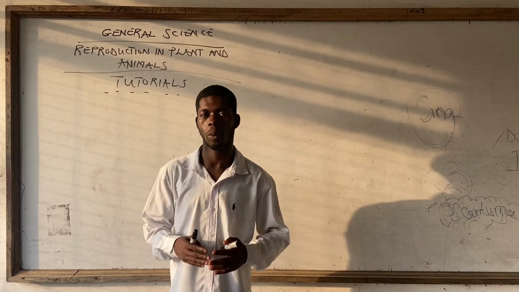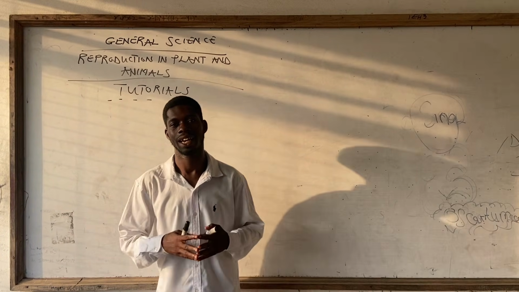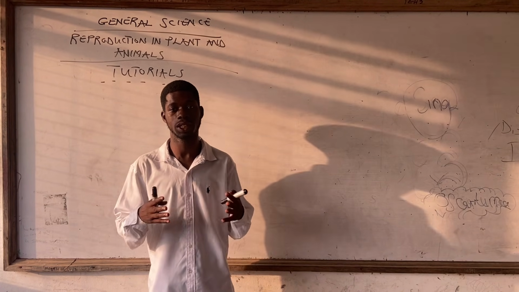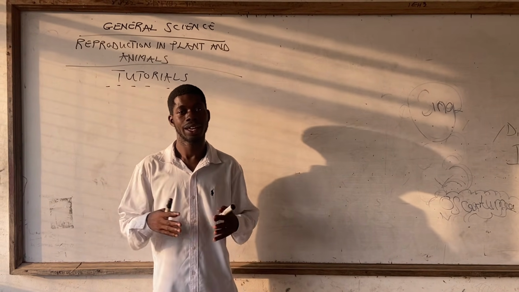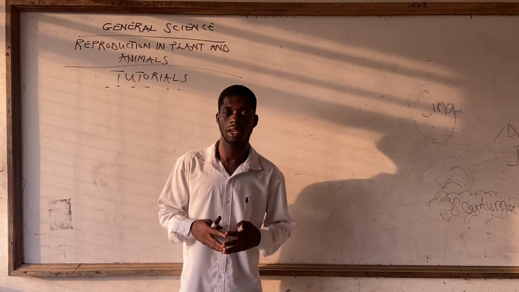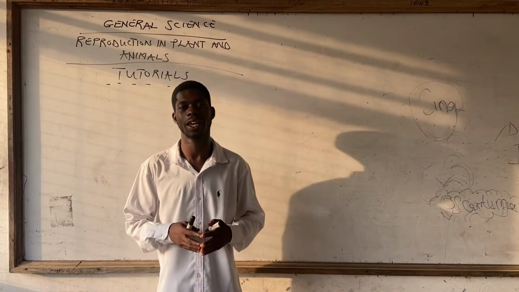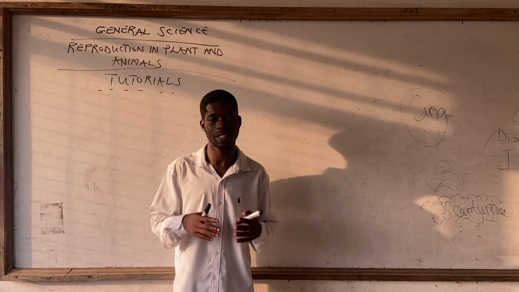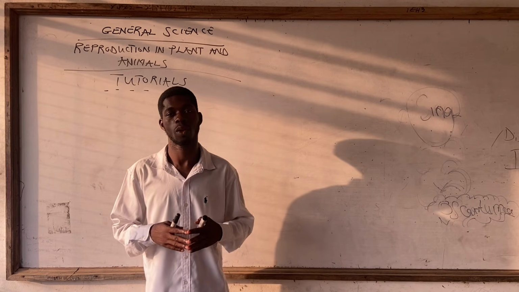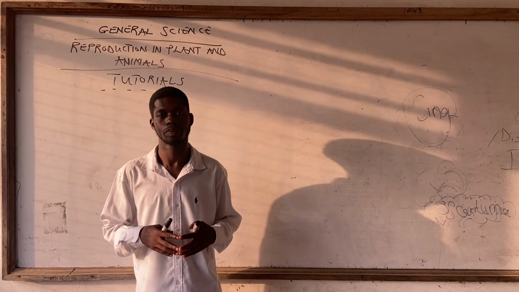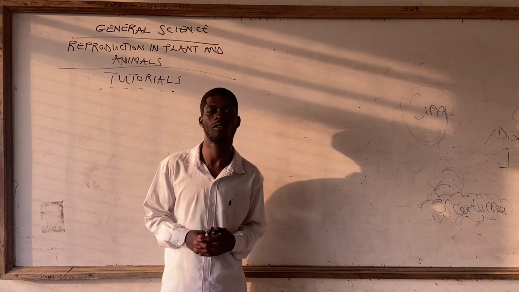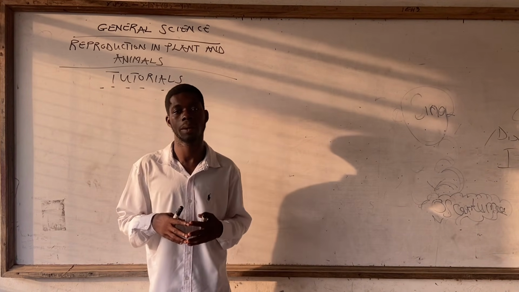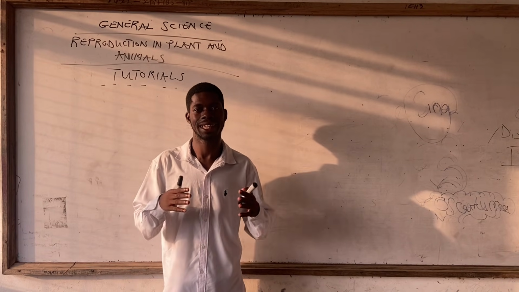We are done with the topic reproduction in plants and animals, in which we talk about some of the terms: ovulation, menstruation, birth, and other terms as well. We also talk about the functions of the female reproductive system. We talk about the ovaries, the cervix, the vagina, and other parts of the female reproductive system. We also talk about the functions of the male reproductive system, in which we talk about the penis, the urethra, the epididymis, and the testes.